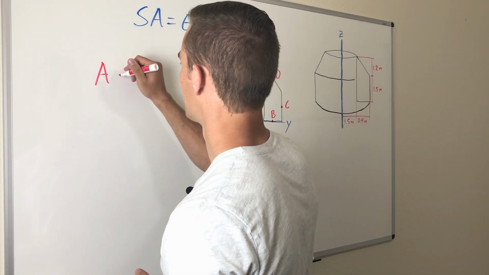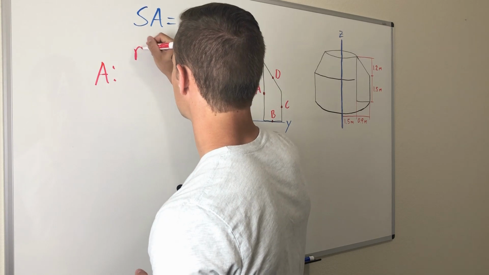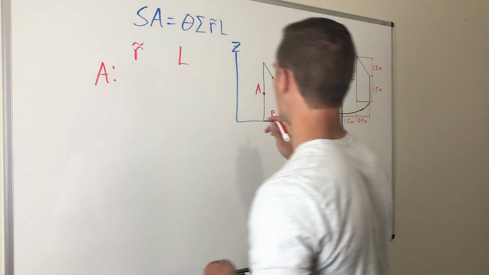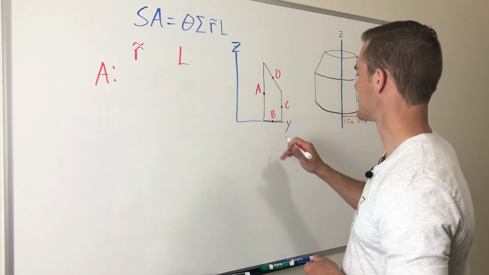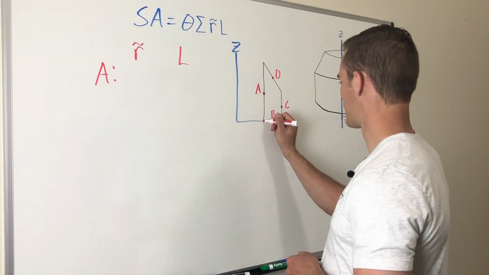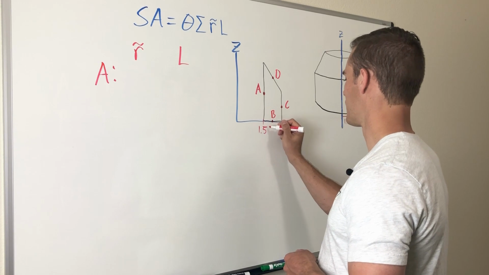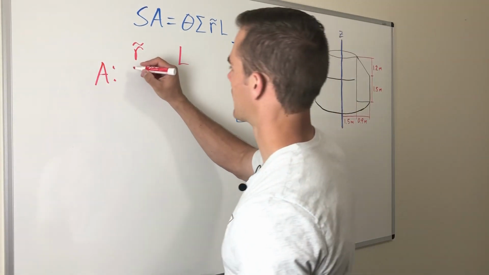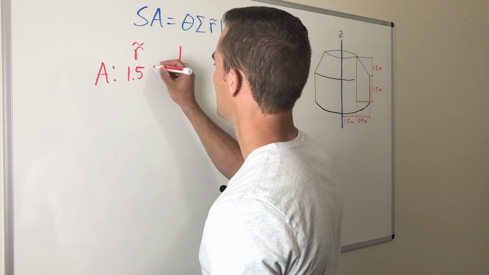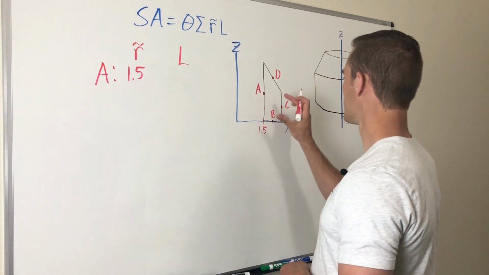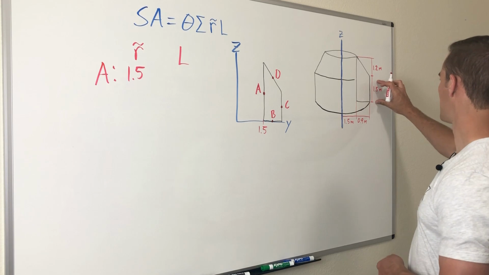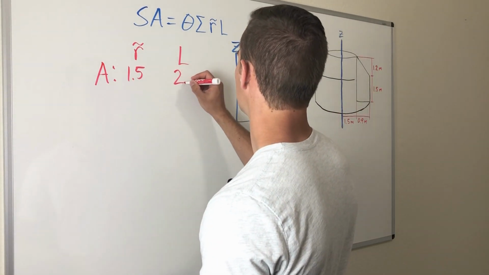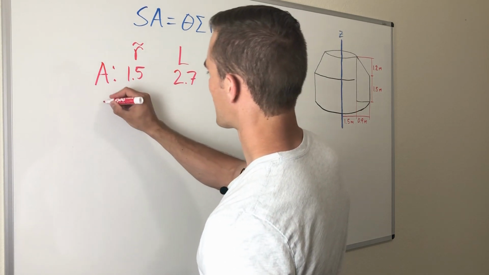So we have A, and we're going to find its R tilde and its L, the length of the line. So A is pretty simple. It is just going to be 1.5 meters away. We're already given that. So R tilde is 1.5 for A. For L, it is going to be 1.5 plus 1.2, so that'll be 2.7.